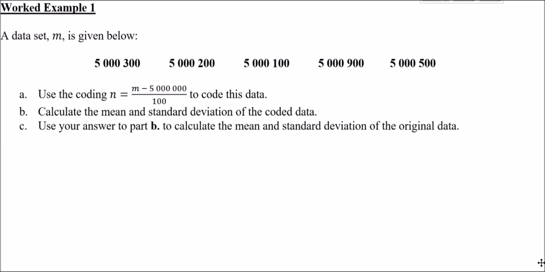Let's take a look at a worked example with coding data. So we've got this data set M given below, so quite big awkward values. We need to use the coding n, where n is m minus 5 million divided by 100, to code this data. I'd suggest a calculator for this one. So part A, I'm just going to subtract 5 million from each value. Then we're going to divide by 100. And so n is going to look quite a bit different from m.